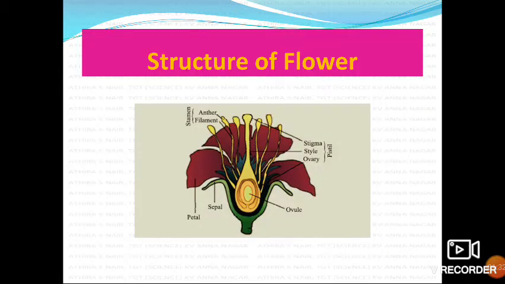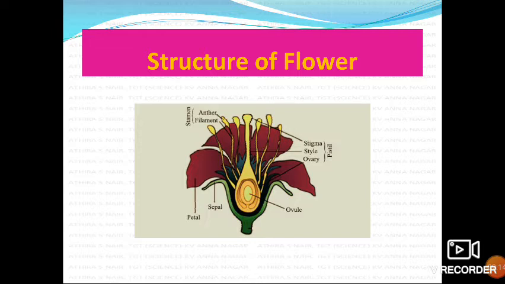Structure of flower. Here, as we discussed, mainly four parts are there in a flower, that is sepal, petal, stamen and pistil. Here you can see that stamen has two parts, that is anther and filament. And pistil consists of three parts. The topmost part we call stigma, then style and ovary. Inside the ovary we can see ovules.